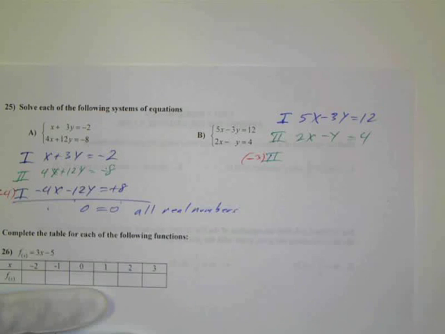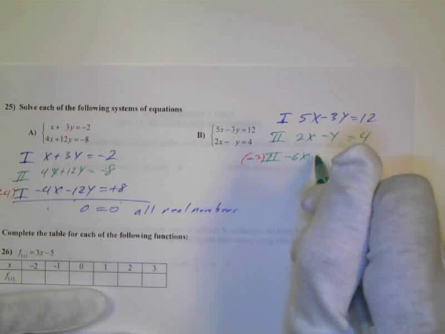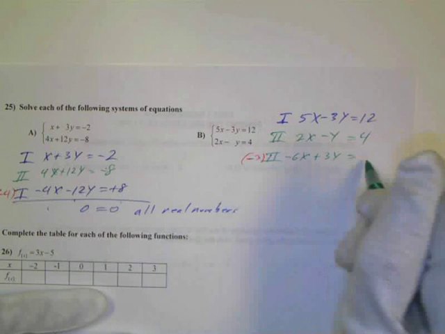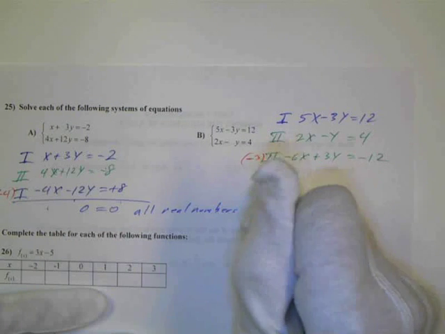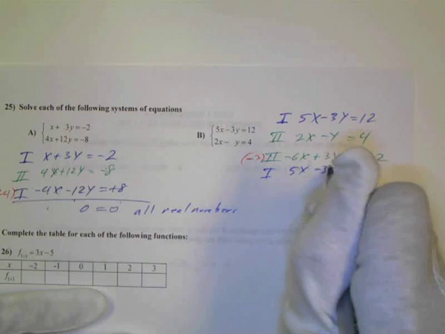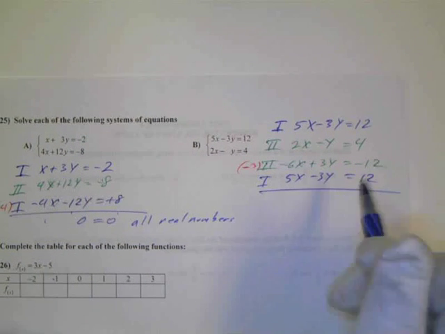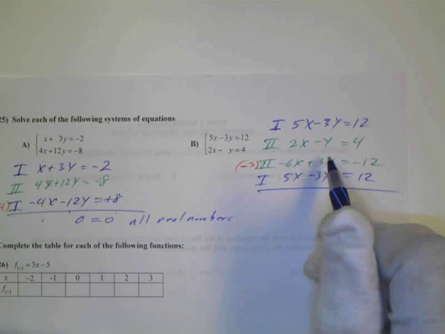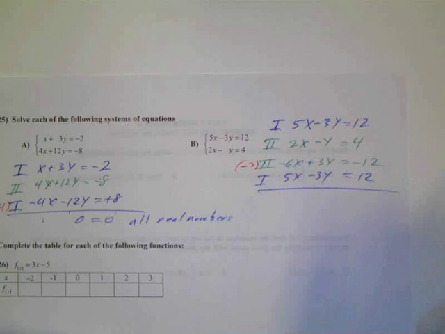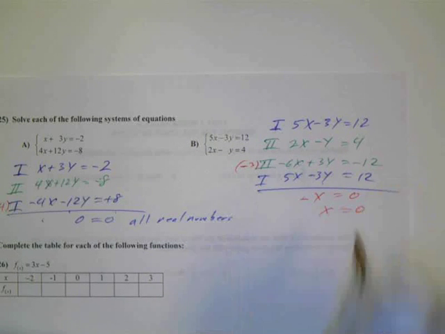So that's going to be negative 6x positive 3y equals negative 12. And I'll take equation number 1. And if I solve that, negative 3y and positive 3y become 0, so I've got negative 6x plus 5, so I've got a new equation, negative x equals 0. So that means that x equals 0.